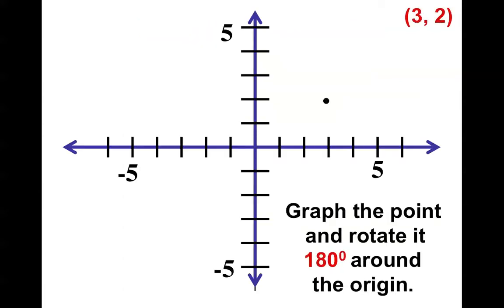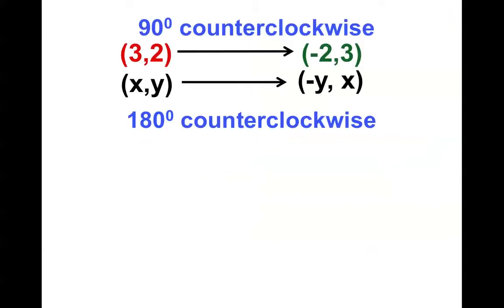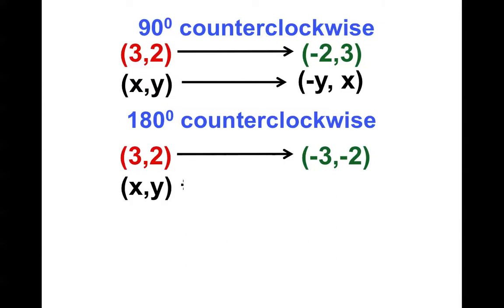So what if I wanted to rotate this 180 degrees? Notice, we start here. It rotates all the way around past the 90-degree point, all the way around to the 180-degree point. And look where we end up. Notice the pattern. Let's check it out. So what happened is we started at (3, 2), and we rotated it, and we ended up at (-3, -2). If we think about that, we started at (x, y), and we ended up becoming (-x, -y). You'll see how this works in a minute.